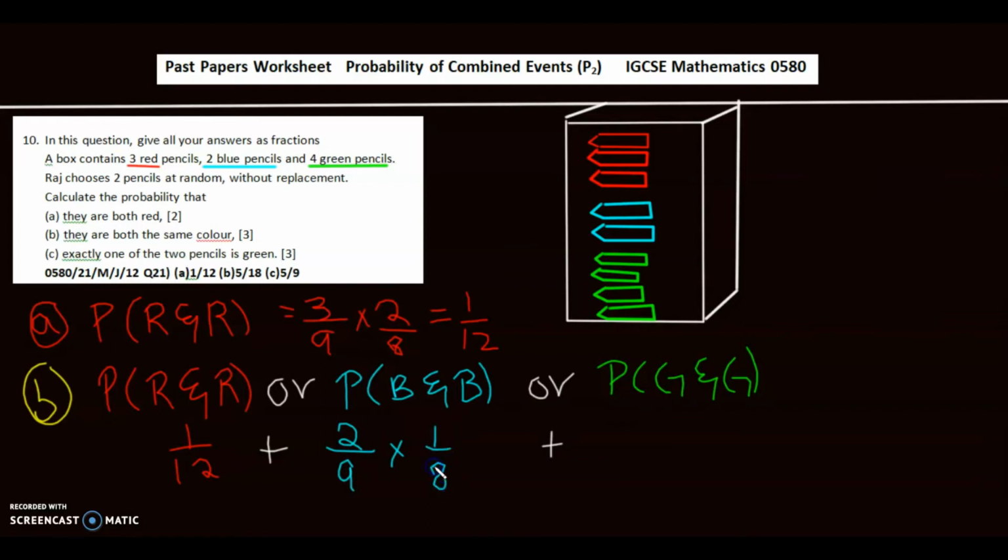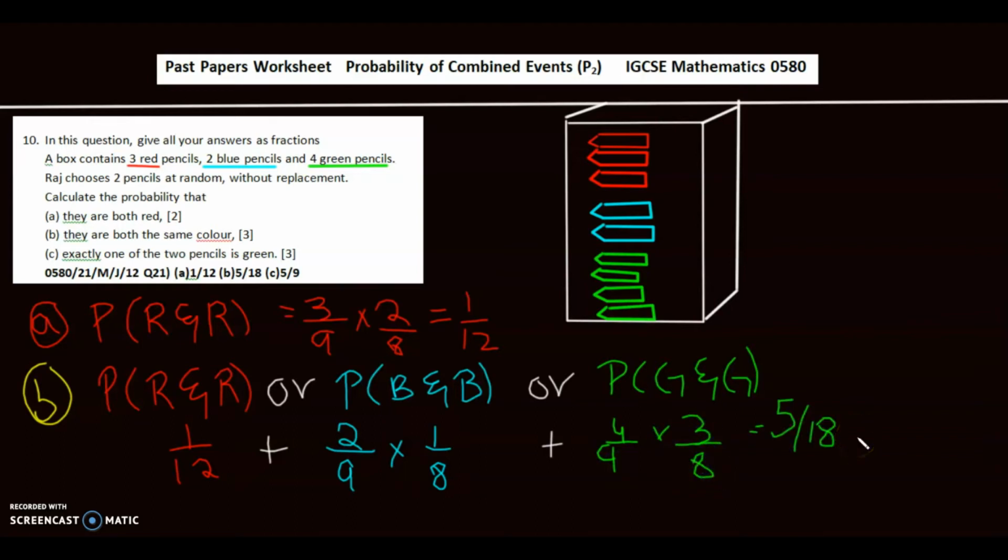Times getting a green pencil and then again getting a green pencil. Probability of that would be, first time getting a green pencil would be 4 upon 9. Then one of the green pencils has been selected, it goes outside, so we're left with 3 green pencils inside, and it wasn't 4 upon 12, it was 4 upon 9 times 3 upon 8. This should give us the final answer.